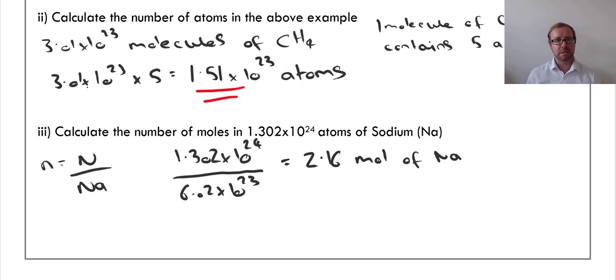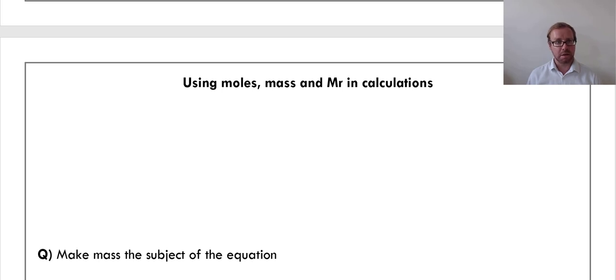Okay, so we're now going to move on to another section. We're going to be looking at basic mole calculations, using moles, mass, and Mr in calculations. And the formula that you need to know to be able to work these out is n equals m over Mr. Now we're going to be using mass in this example. There are other units which we can use to calculate n, but in these basic calculations we're going to be using mass. So n equals m divided by Mr.